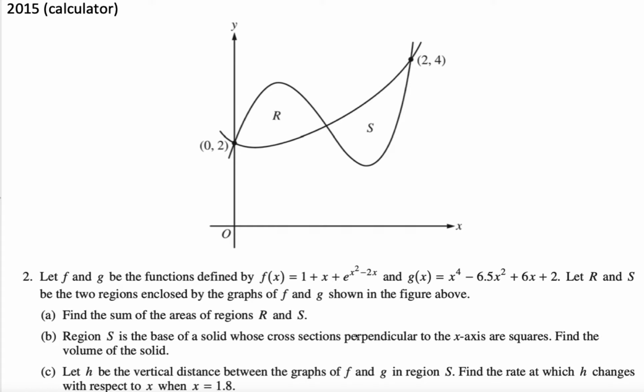Let us look at some practice questions from AP style questions. Number 2 here. We have f and g functions. F is given in this way: 1 plus x plus e to the x squared minus 2x. And then g of x is this one. Now let R and S be the two regions enclosed by f and g shown. Find the sum of the areas of R and S.